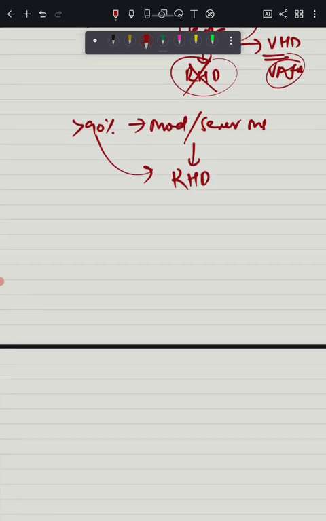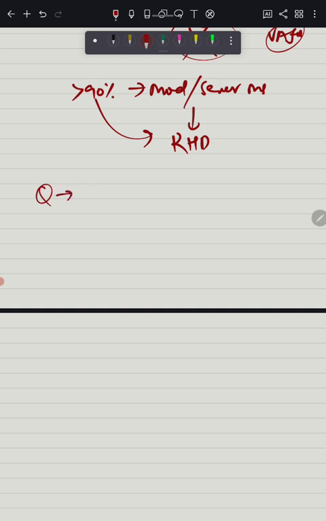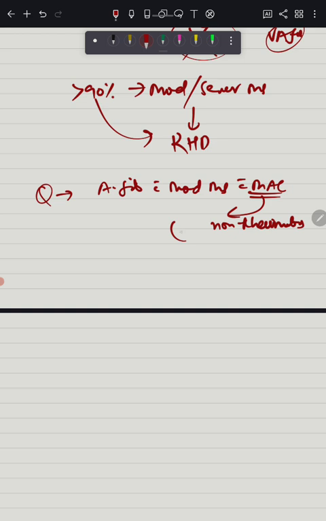So now if a patient has, for example, a 76-year-old woman with atrial fibrillation with moderate MS due to mitral annular calcification, that is actually non-rheumatic, what anticoagulation will you put? You will put warfarin with an INR goal of 2 to 3. DOACs are contraindicated in moderate to severe MS regardless of cause.